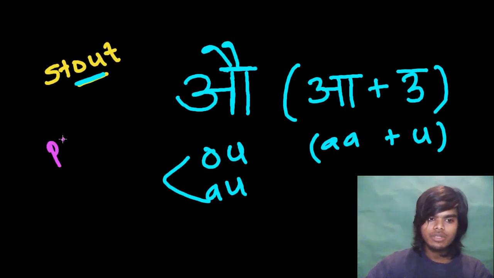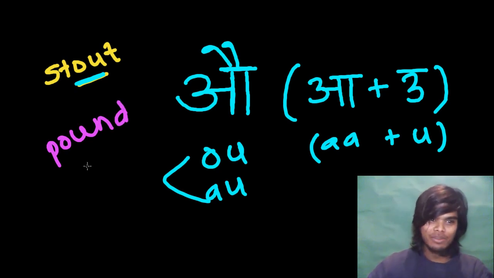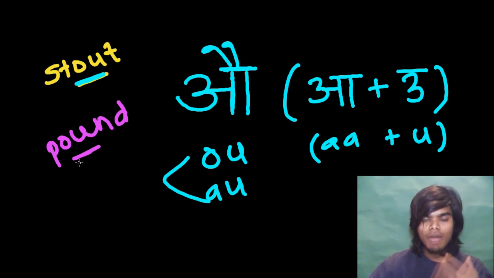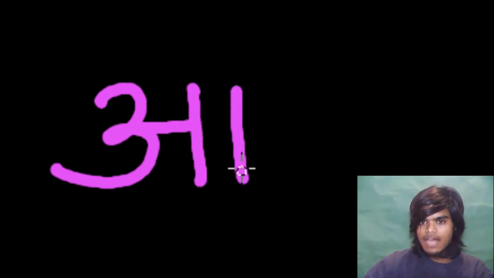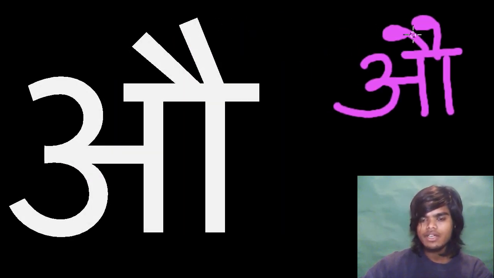Pound. All right, pound. How do you pronounce this? P-O-U-N-D. Pound. Dollars, pound, Britishers, pound. Let me show you how to write it. First you write A, make it A, and give two lines. And as I told you, in printed form you may not get this node here. You may get it, you may not get it, that does not affect, but in writing we follow this, this is a trend.